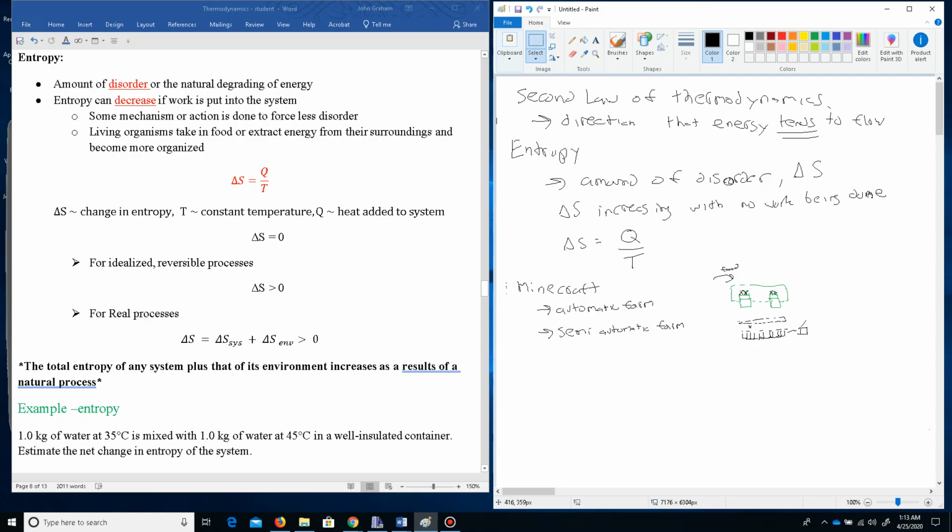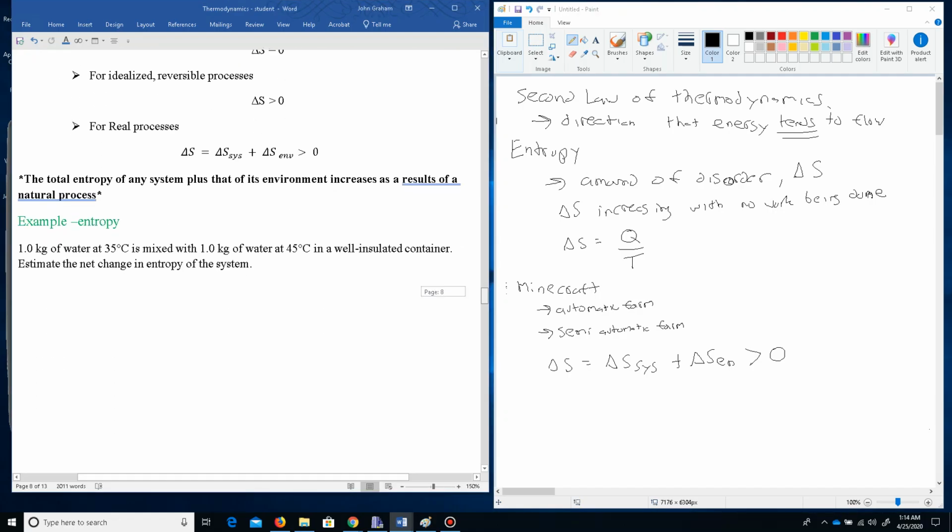Alright, so those are two Minecraft ways of doing systems. Right now, for the ideal one, your delta S is 0. For the real process, your delta S will always be greater than 0. And so what ends up happening for the real process is your delta S equals your delta S of the system plus your delta S of the environment. And that has to be greater than 0. So the total entropy of any system plus that of environment increases as a result of natural processes.